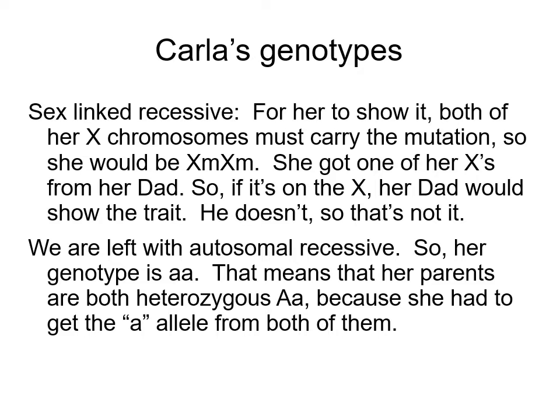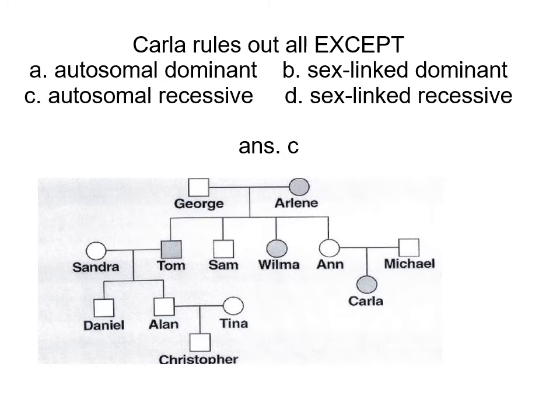So that leaves us with autosomal recessive as the only possibility. If that's true, her genotype is little a, little a, and that means that both of her parents are heterozygous, big A, little a, because she got the mutant allele from both of them. So that works in the sense that everything else has been eliminated. So here we have the answer is C. The trait is autosomal recessive.